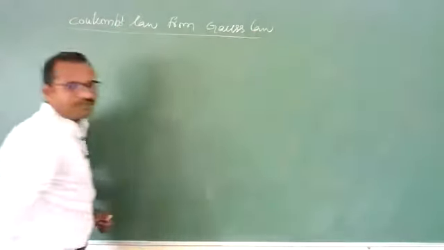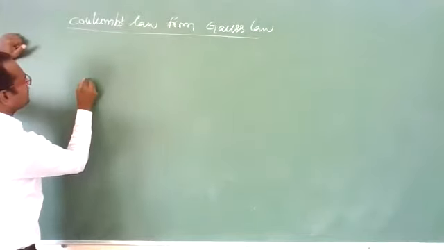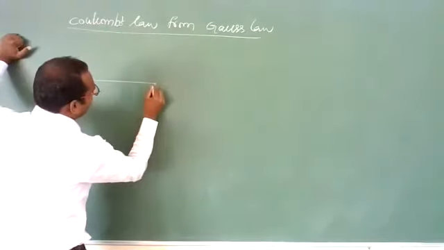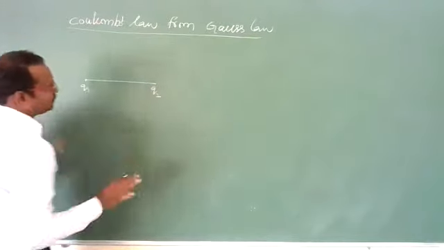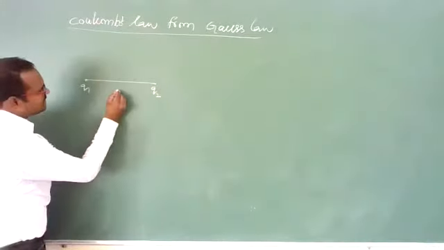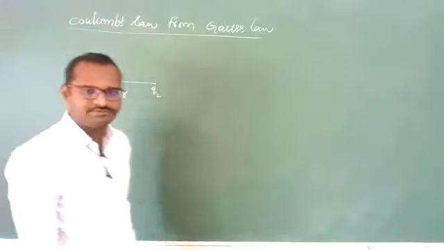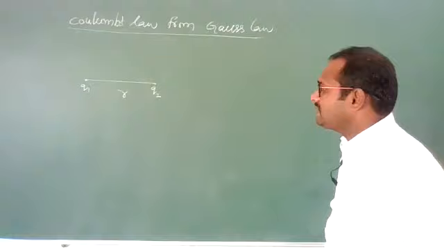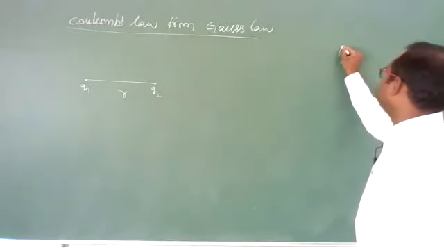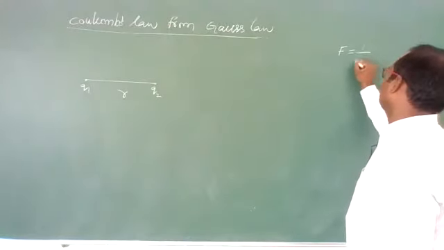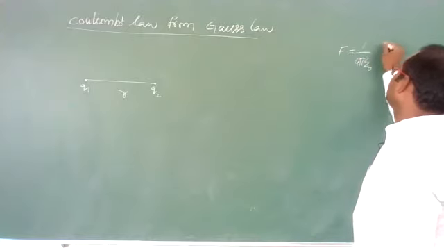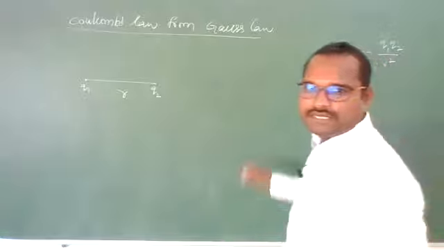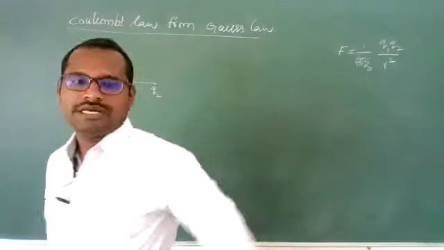This is the point we are discussing now. Let us suppose two charges are there, Q1 and Q2, and these two charges are separated by distance r. Clear? What will be the force between these two charges? As you know, force between these two charges is 1 by 4 pi epsilon naught Q1 Q2 by R square according to Coulomb's law. Let us prove this one by using Gauss law.